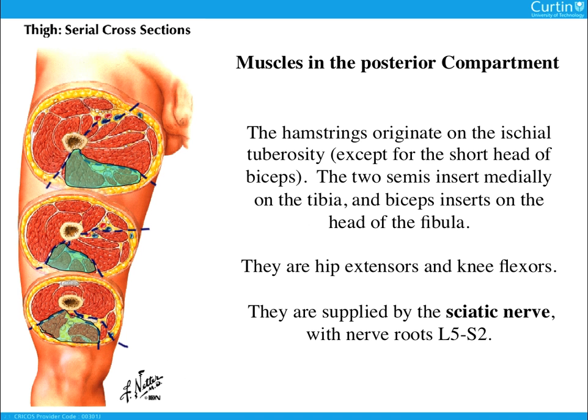Muscles in the posterior compartment. A true hamstring will do two things. A true hamstring will cross the hip joint posteriorly, and it will also cross the knee joint. A third requirement for a hamstring is it will originate proximally on the ischial tuberosity. The short head of the biceps femoris isn't a true hamstring, but we'll talk about it anyway.